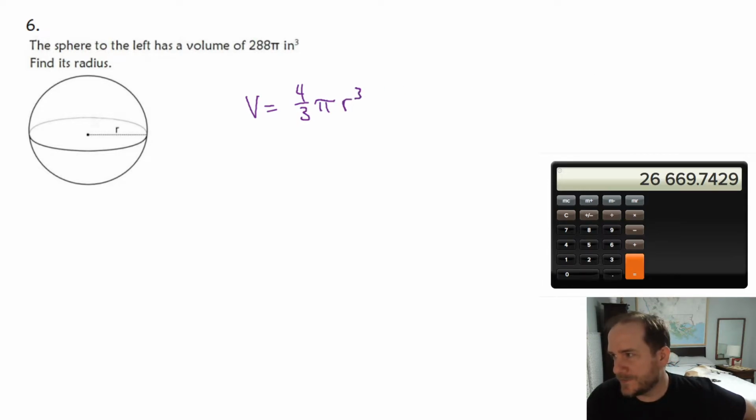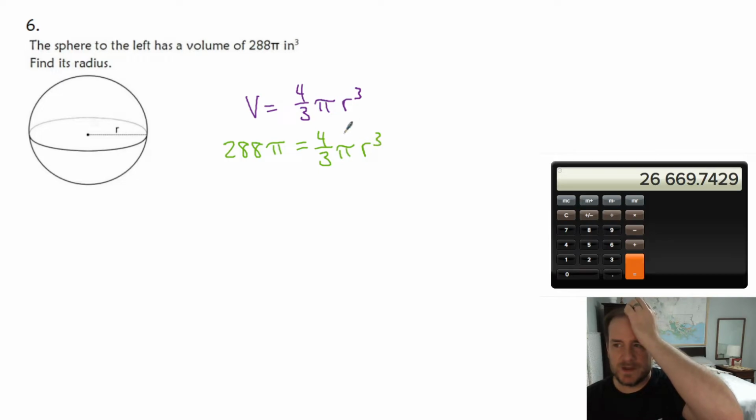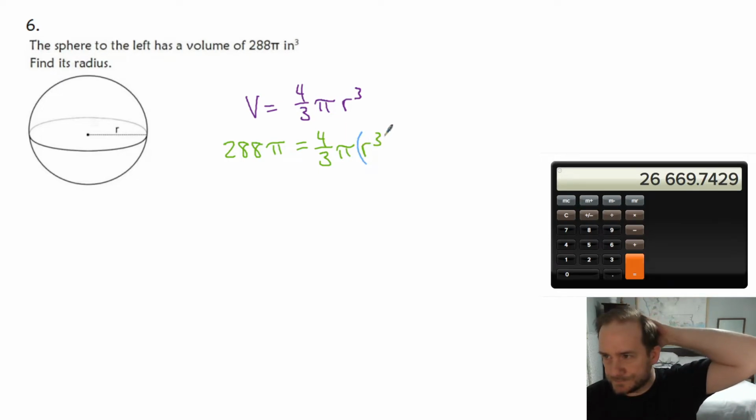We're going to need to substitute in, but we don't know the radius. The only thing we know is the volume, so plug that in. 288 pi equals 4/3 pi r cubed. So here's that problem I warned you about. We need to solve for r. So that means getting r alone.